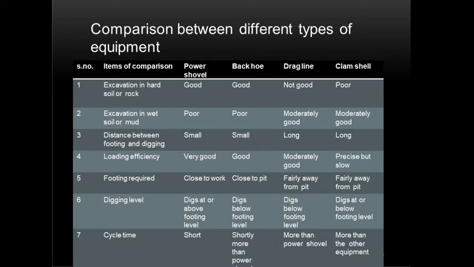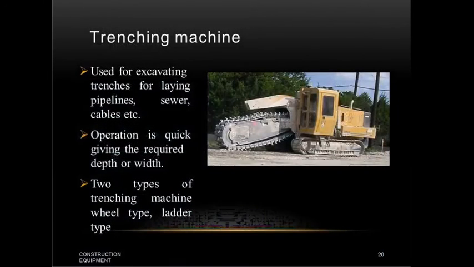Cycle time: if you consider power shovel, it has a short cycle time. Backhoe is slightly more than power shovel. The dragline requires more time than the power shovel. And if you consider clamshell, it has more than other equipment, so its cycle time is more than the other equipment. So these are the various points that can be considered in the selection of equipment or comparison between different types of equipment.